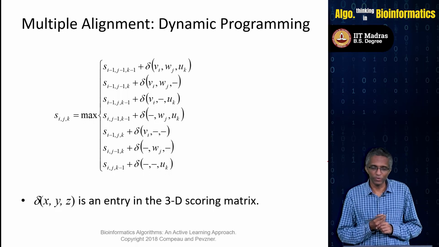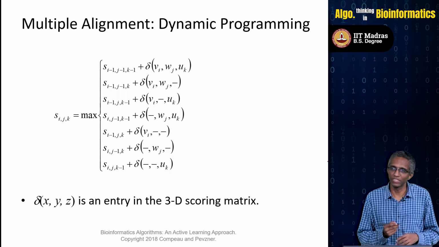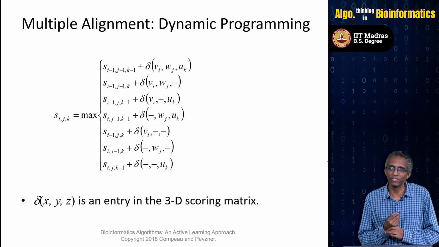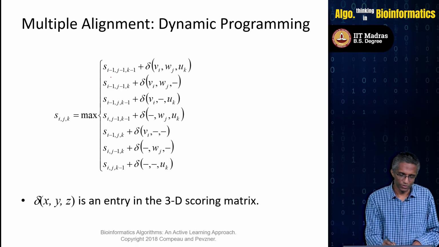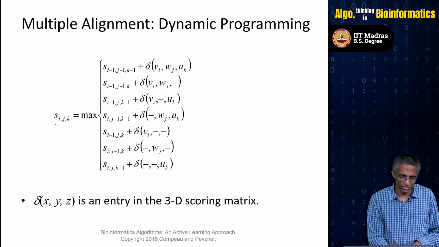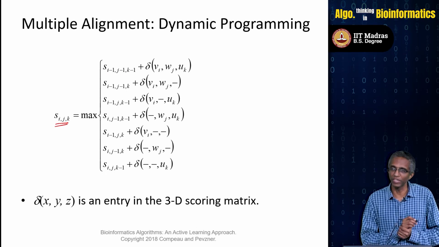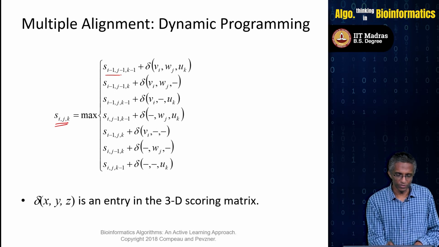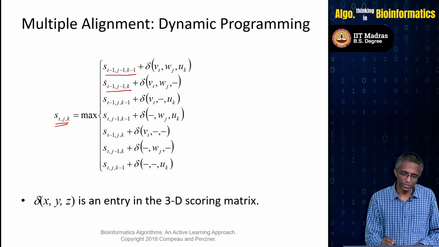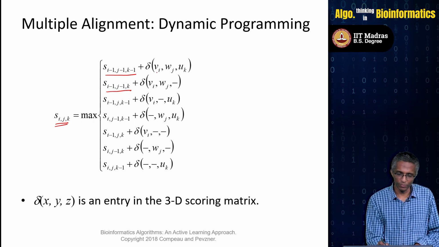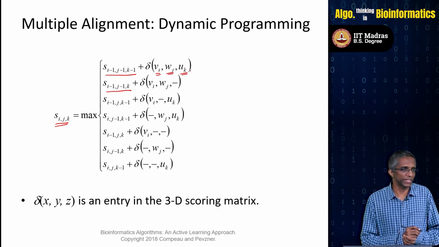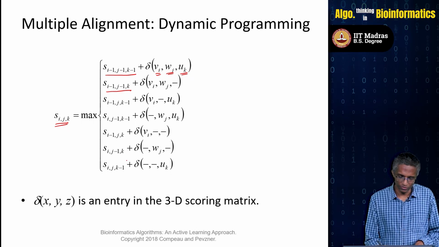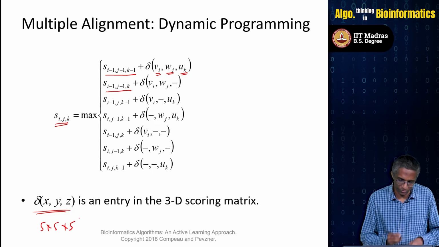And the dynamic programming will then also have 7 quantities that you're taking the maximum of. Initially, we only had 3 quantities, right? So you have all possible ways in which you can change ijk to i minus 1, j minus 1, and k minus 1. So this is coming in from i minus 1, j minus 1, k minus 1, i minus 1, j minus 1, k, and so on. Wherever you are going from i to i minus 1, you're consuming this letter, and you're consuming the wj, and the third sequence uk, right? So you will have this delta of all of this, where delta is your 3D scoring matrix, this 5 cross 5 cross 5 for DNA that I talked about.